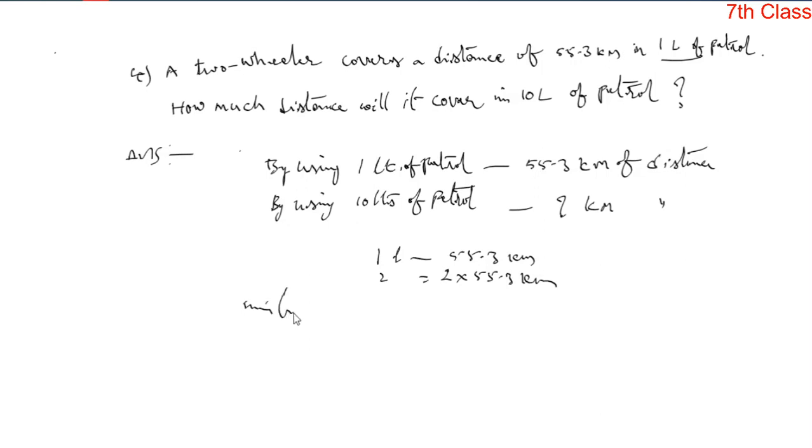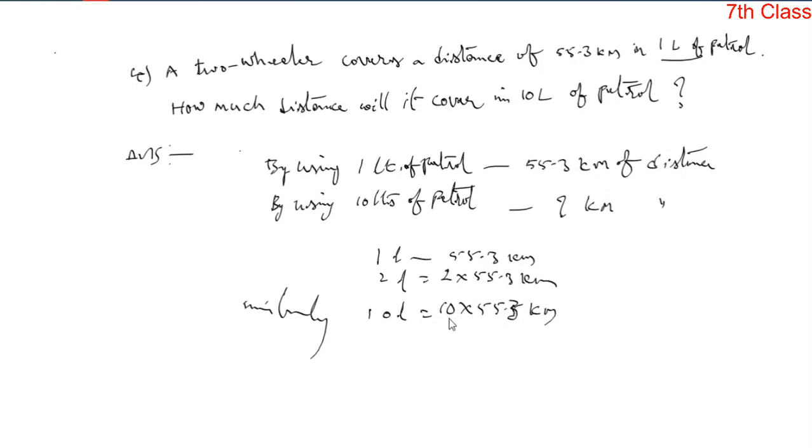Similarly, by using 10 liters, it covers 10 into 55.3 kilometers of distance. Now this is the multiplication of a decimal number by 10. As we know, when you multiply a decimal number by 10, 100, 1000, etc., you should move the decimal point towards right as many places as there are zeros over 1.